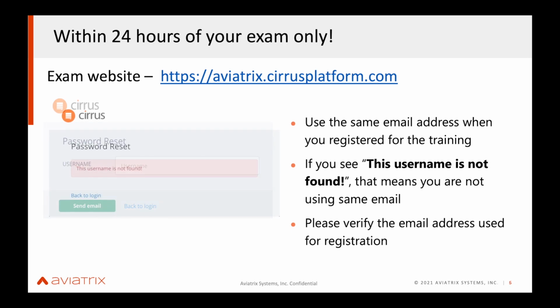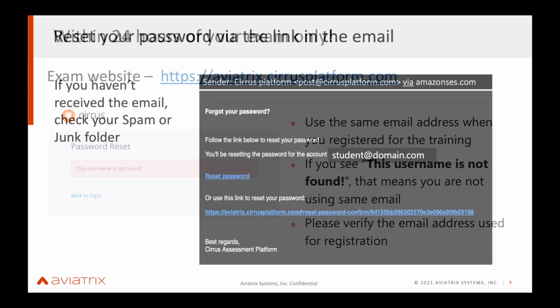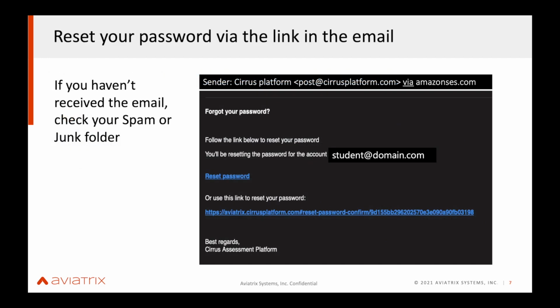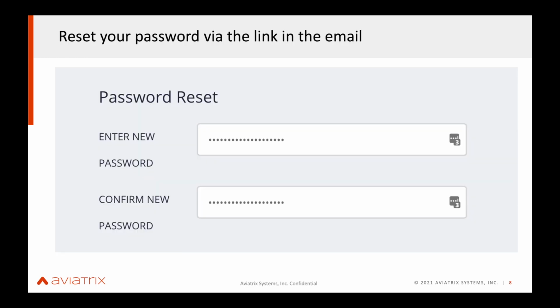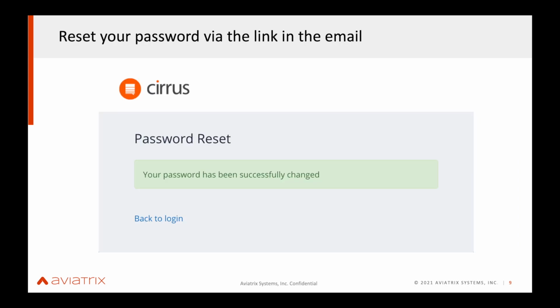If you get a message that says this username is not found, that simply means that you're not using the same email address. So, again, please verify that you're using the same email address that you used when you registered for the training. If you enter it correctly, then you'll receive an email from post@cirrusplatform.com which prompts you to reset your password. If you've not received this email, then make sure that you check your spam or junk folder because sometimes it ends up there. Once you receive the email, please go ahead and reset your password, and you should get a confirmation which says that your password has been successfully changed. At this point, you should be able to log in to aviatrix.cirrusplatform.com.